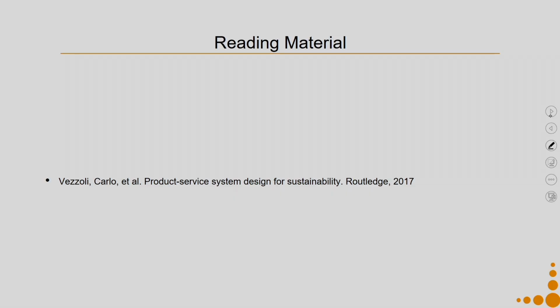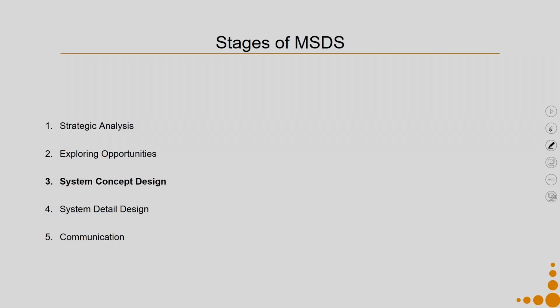So, the reading material for the course remains the same. We will discuss how to do system concept design. We will cover system concept design and system detail design together. Many a time, what you see is that the steps of doing system concept design and system detail design are almost similar. So, if you already have selected one major direction from your offering diagram, you can do both the steps together.